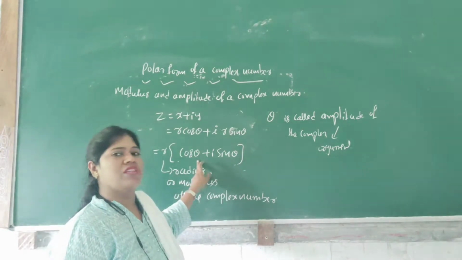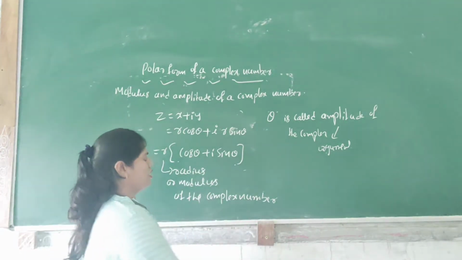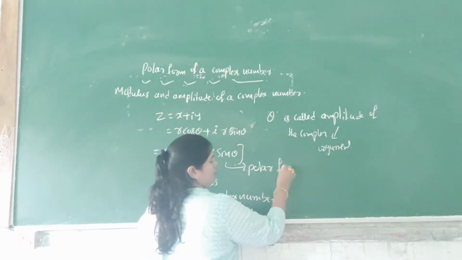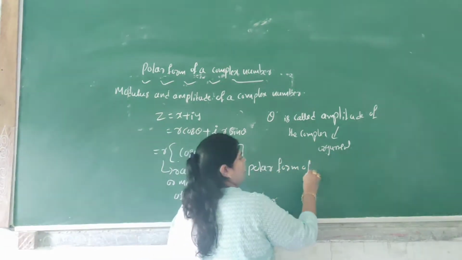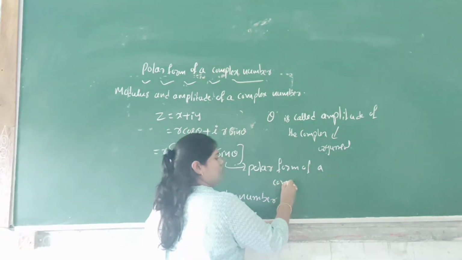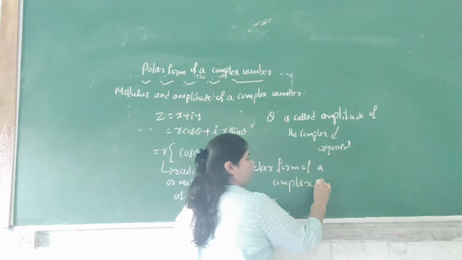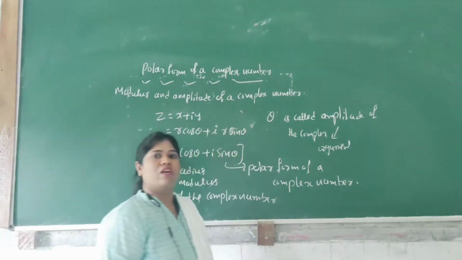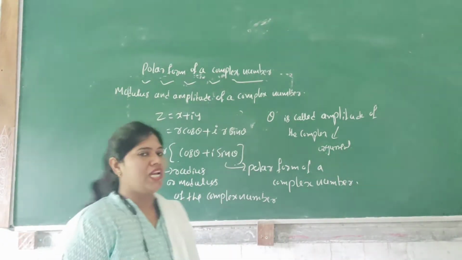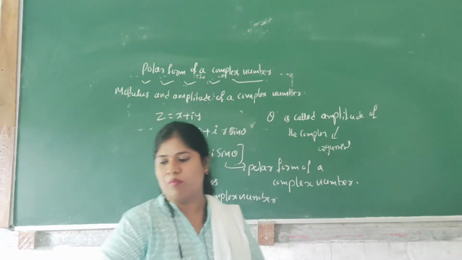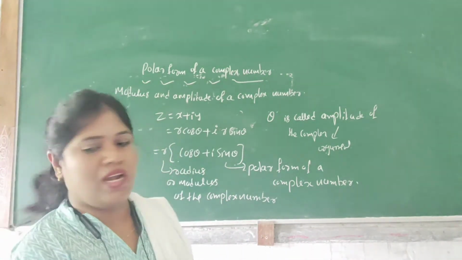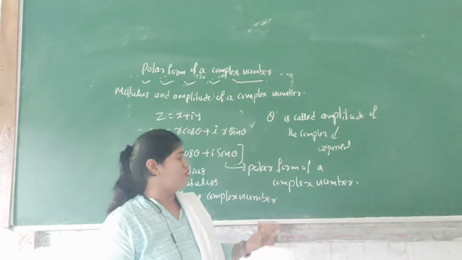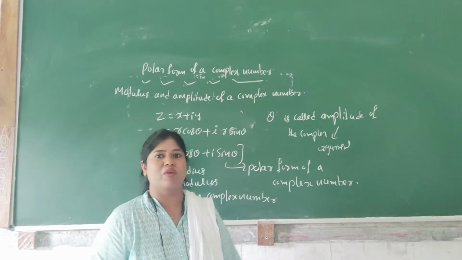So this one is called the polar form of a complex number. Polar form of a complex number, or trigonometrical form of a complex number. Another name for polar form of a complex number is trigonometrical form of a complex number. Another name is also there, that is standard form of a complex number.